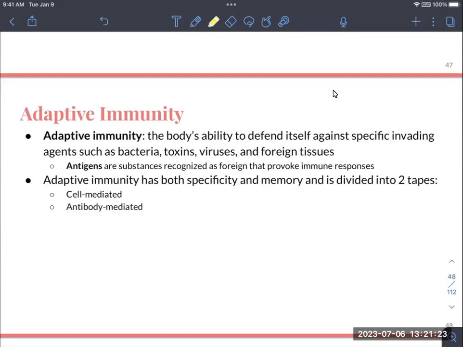The adaptive immunity is how well your body can kind of wage a war and fight against whatever has invaded our system. It could be bacteria, toxins, viruses, even foreign tissues. This is where organ transplants may come into play. But our adaptive immunity is the immune system that comes in, and it's usually pretty specific.